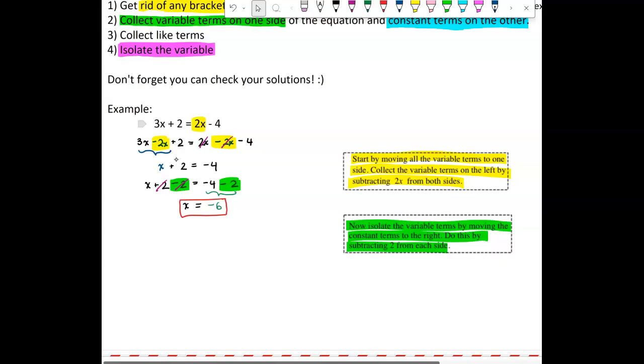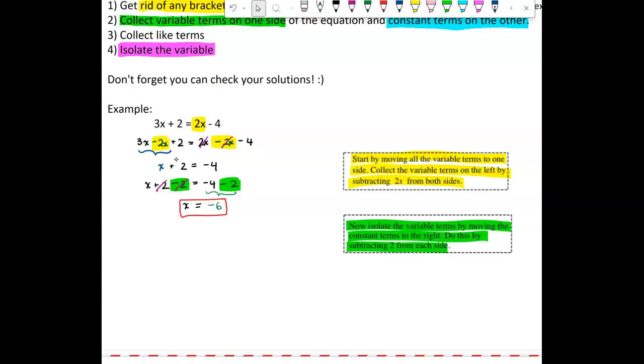We're going to do that by doing opposite operation. So this 2x, if we want to move it to the other side, we've got to get rid of it from this side, so we subtract 2x. What we do to one side, we do to the other. So then these 2x's will cancel, but there's a negative 2x now on the left side, which brings down to just simple x when you collect that.